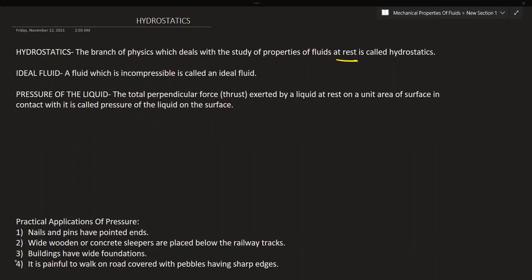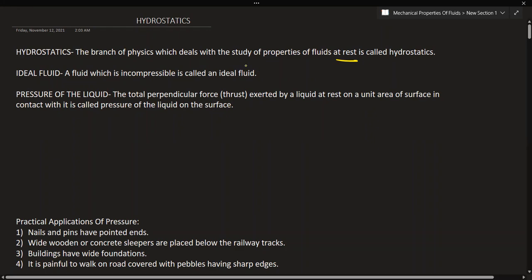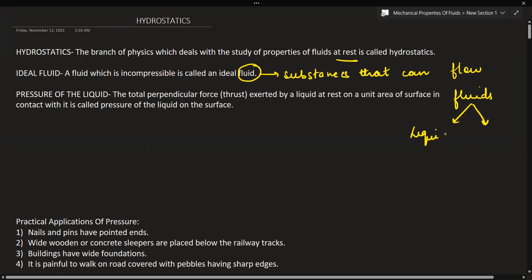Now see, it's written a fluid which is incompressible is called an ideal fluid. So what is a fluid? Fluid is basically substances that can flow. And it not only consists of liquids, fluids comprise of liquids as well as gases. Now then comes the topic, pressure of the liquid.